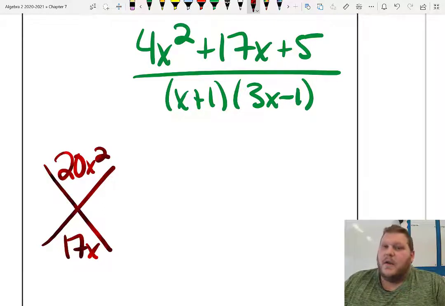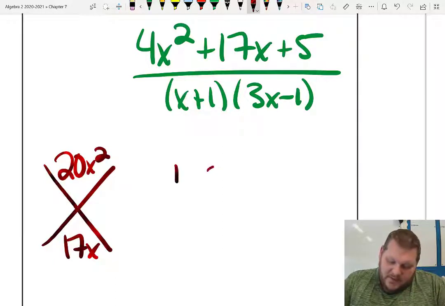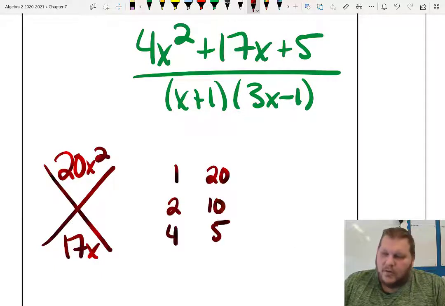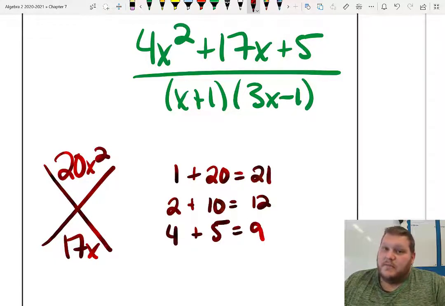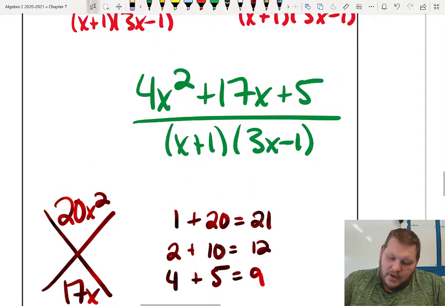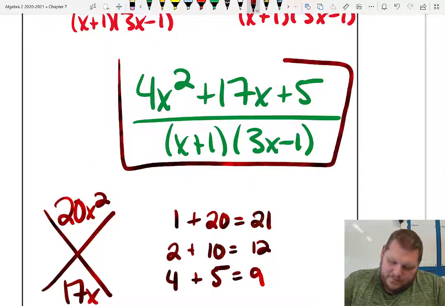So I have to try and figure out whether there's two numbers that multiply together to give me 20, but add up to 17. If you need to make a list for yourself, 1 and 20, 2 and 10, and 4 and 5 are our only three combinations that multiply together to give me 20. That one adds up to 21. This one adds up to 12. This one adds up to 9, which none of those are 17. So that tells me that my numerator here does not factor. 4x squared plus 17x plus 5 does not factor any further. So that is my solution.